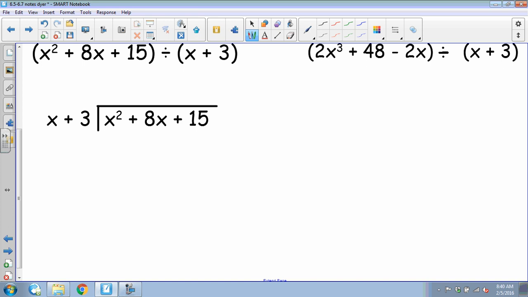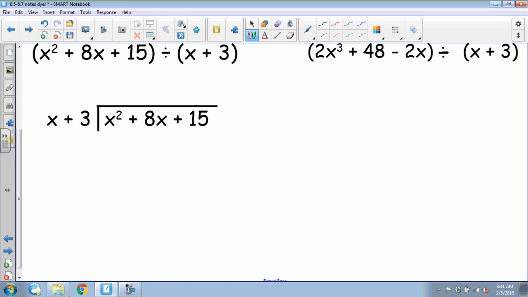You have to have those placeholders, because when we do this process, we divide, then we multiply, then we subtract, then we bring down. That's how we divide. When you multiply, if you're missing one of those terms, you're not going to have anything to line it up underneath, and it's going to mess you up. You're going to be like, I don't know what to do. So you have to put your placeholders in. That's true for long division or synthetic division.